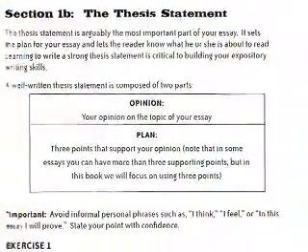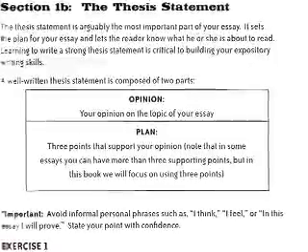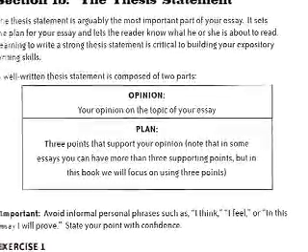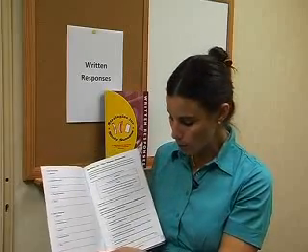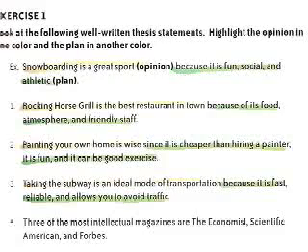Now let's review how to write a thesis statement. The thesis statement is always the last sentence of the introduction paragraph in a 5-paragraph essay. It is comprised of 2 parts, the opinion and the plan. For example, snowboarding is a great sport because it is fun, social, and athletic.